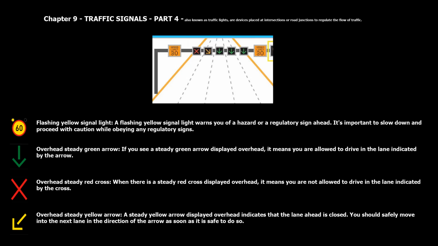Then there's an overhead steady yellow arrow. A steady yellow arrow overhead indicates that the lane ahead is closed, so you should safely switch into the next lane in the direction of the arrow, as soon as it's safe to do so. In the image, the arrow is pointing to the right. So it's saying, hey buddy, don't use this lane. Instead, use the lane on your right hand side.